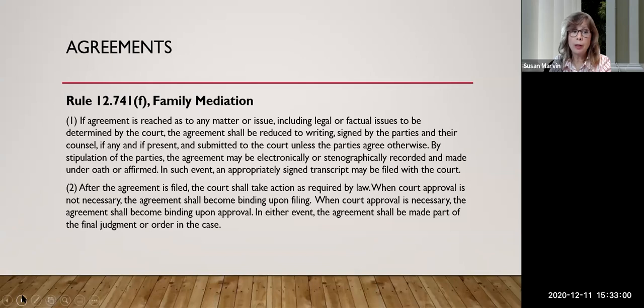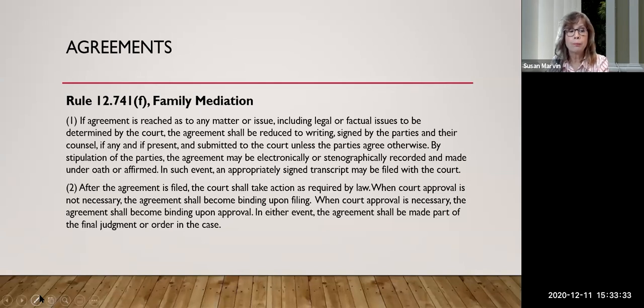You could have the agreement electronically or stenographically recorded and made under oath or affirmed. I don't think that happens very often. I did family law mediations for a court program for many years, and I never saw a mediation in which the agreement was electronically or stenographically recorded, but it could be done. If you did that, you would have to have a signed transcript that would be filed by the court.